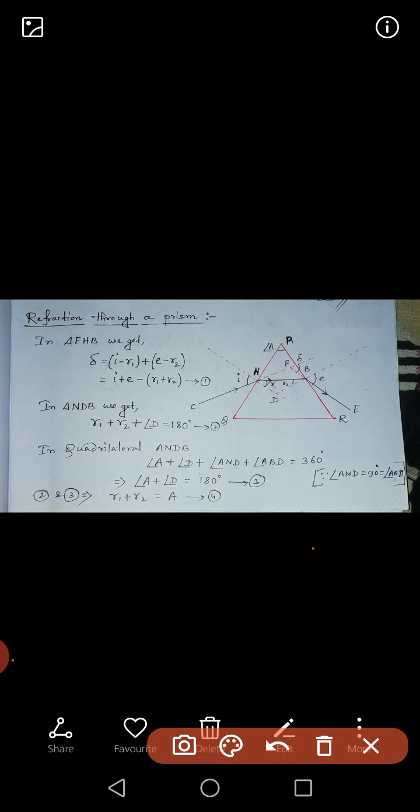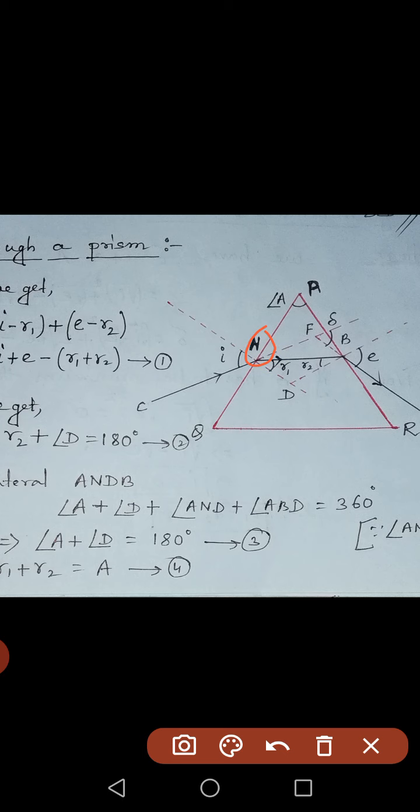So this is the incident ray at point H. At point H we are drawing one normal, this dotted line. Now if this is the normal and this is the incident ray, which one is the angle of incidence? This is the angle of incidence, which is I. Now this incident ray inside the prism will undergo refraction like this.